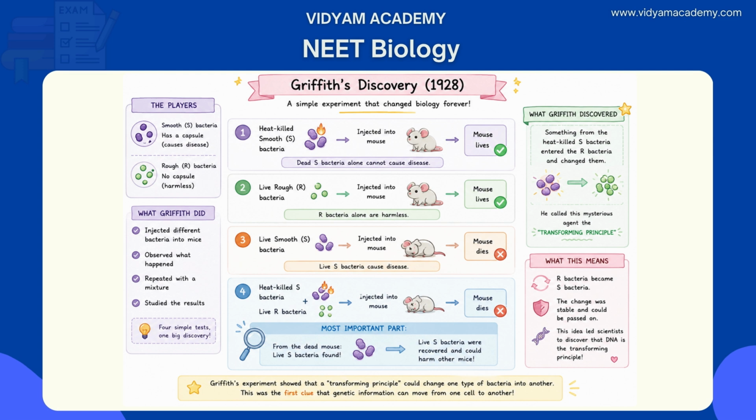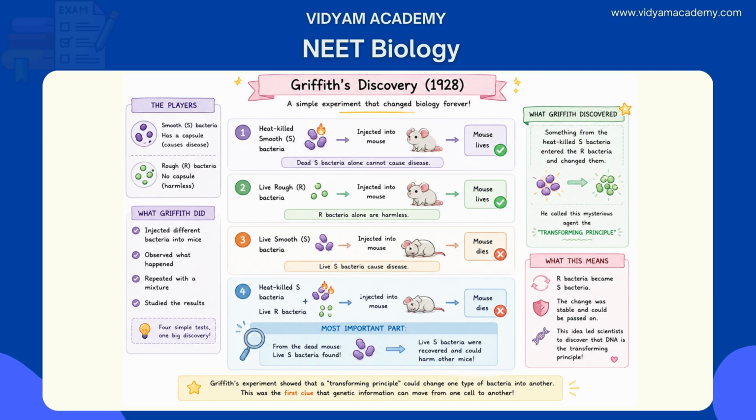This meant the non-virulent R bacteria had been converted into virulent S bacteria, a permanent heritable change. Something from the heat-killed S cells had entered and transformed the R cells. Griffith called this unknown agent the transforming principle, and it was later identified as DNA by Avery, MacLeod, and McCarty. That's what option C rightly explained and is the right answer for question number 3.